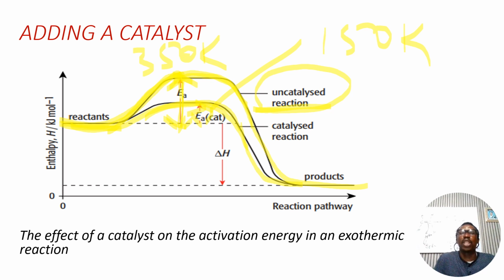So that is the effect of a catalyst. This is the uncatalyzed reaction, and this is the catalyzed reaction. So a catalyst speeds up the rate of chemical reaction by lowering the activation energy, providing an alternative reaction pathway for the reaction to take place. So it's as simple as A, B, C.